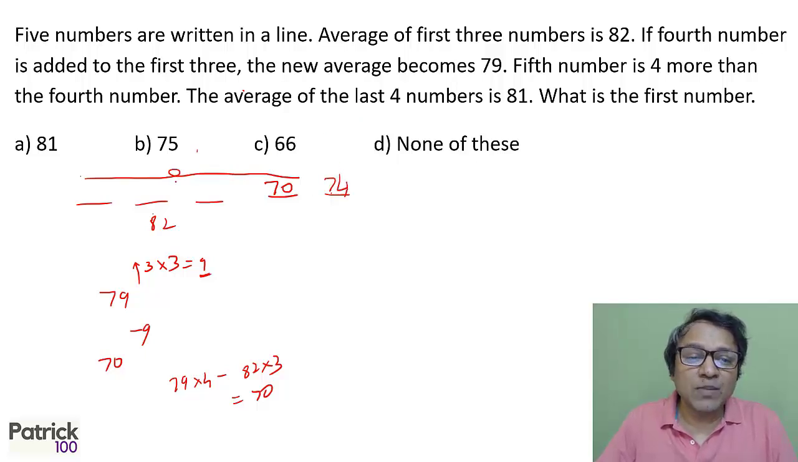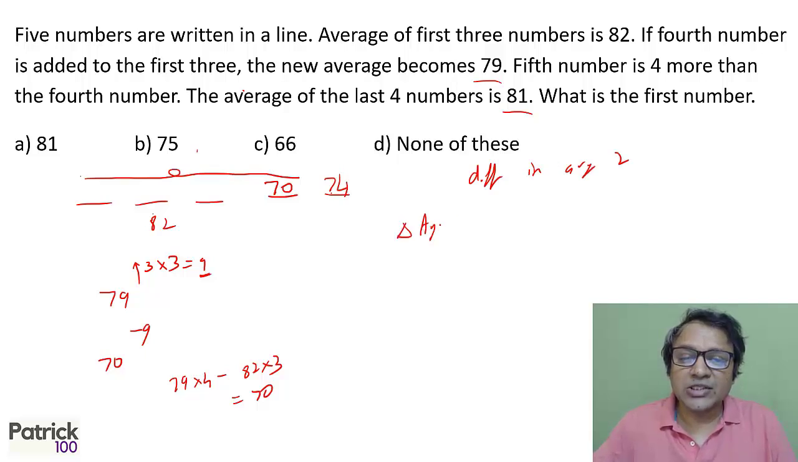Now the average of the last four numbers is 81 and of the first four numbers is 79. Right, so the difference in average is 2. There's a formula saying change in average is equal to change in total upon n. This is used only when n is the same. So here n is 4 in both cases. For 79 we take 4 numbers, and for 81 also we take 4 numbers.